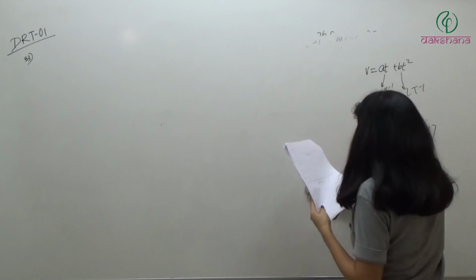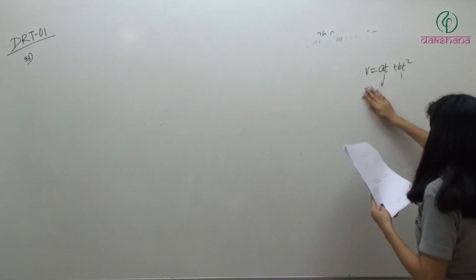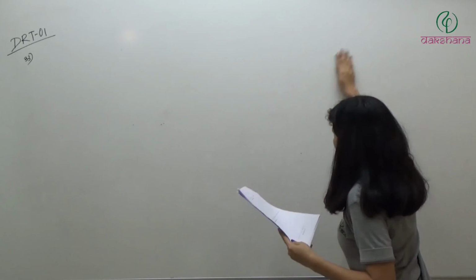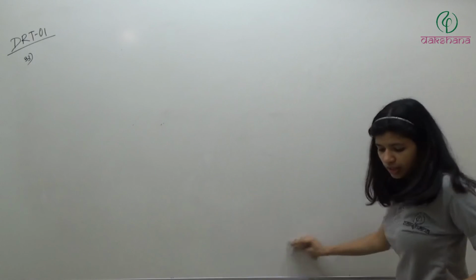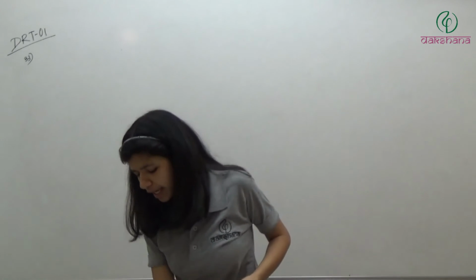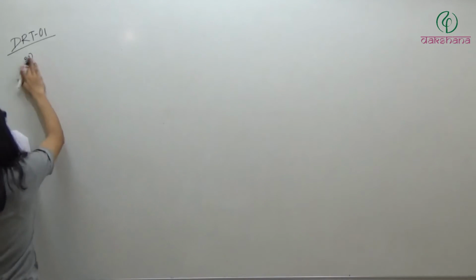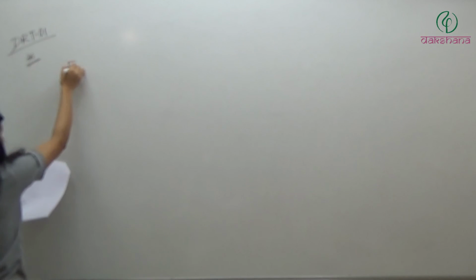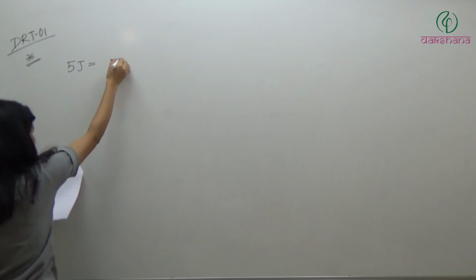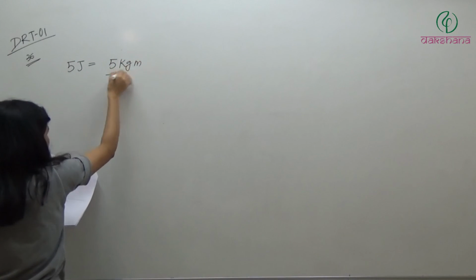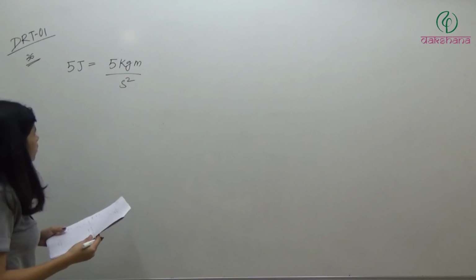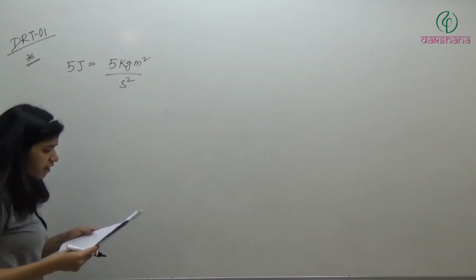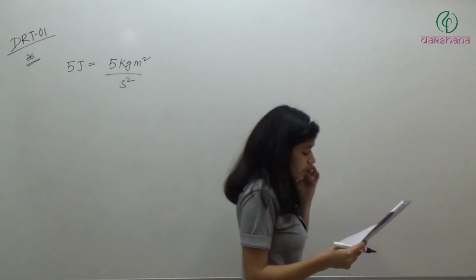What will be the value of 5 joule in the new system? Let's say its value is x. Initially 5 joule is nothing but 5 kg meter square per second square.